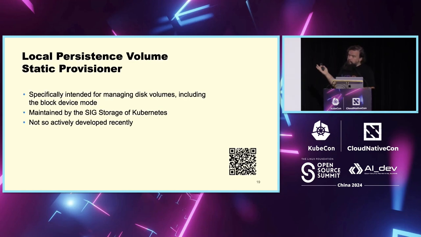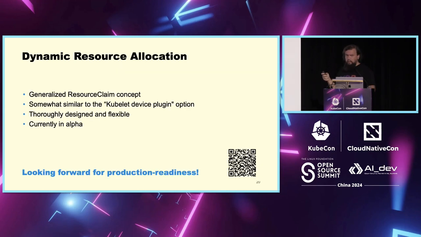And there are a couple more alternative options that are on our radar, but I'm not aware of any production cluster of YDB actually using them, but there are users exploring them and thinking about whether it makes sense. So first is local persistent volume static provisioner. It's a project maintained by the special interest group storage of Kubernetes itself. So unlike the previous approach, it's specifically intended for managing these volumes. And it also has block device mode. The QR code is for the project page or GitHub, I think.